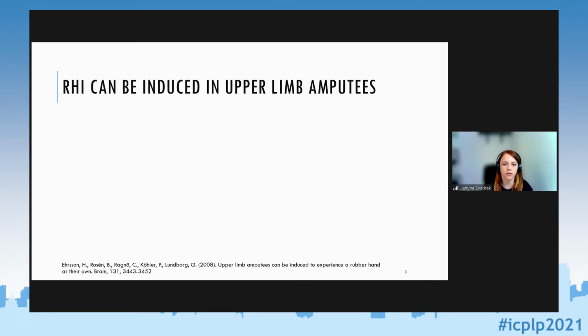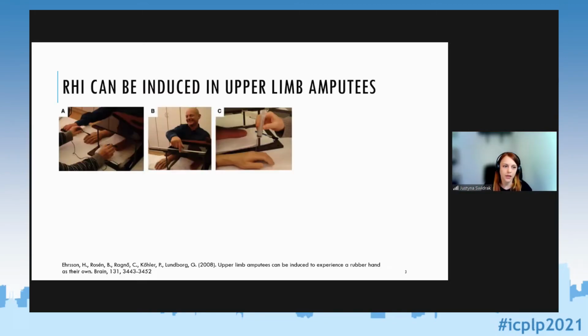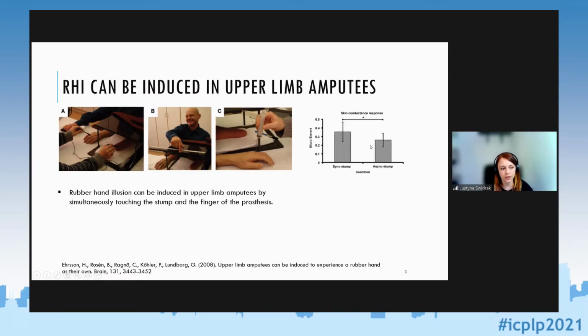The first study that I will talk about demonstrated that the rubber hand illusion can be evoked in amputees. As you can see in the first picture, the stump was hidden under a table, and synchronous brush strokes were applied to the stump and the index finger of the rubber hand placed in front of the participant. After experiencing the illusion, the participant was asked to demonstrate where he or she had felt the touches by pointing along the ruler with their eyes closed. The rubber hand was also stabbed with a needle while measuring participants' skin conductance as an objective measure of the strength of the illusion. The results show that the rubber hand illusion can be induced in upper limb amputees by simultaneously touching the stump and the finger of the prosthesis, and here you can see that the skin conductance in the synchronous condition was higher, which is an objective measure of ownership.